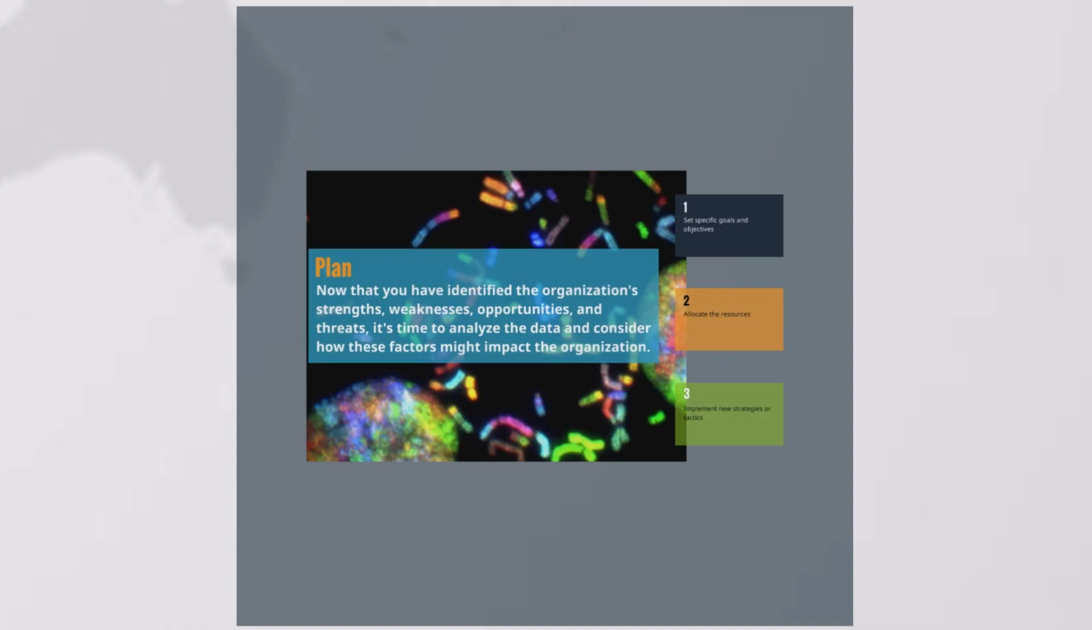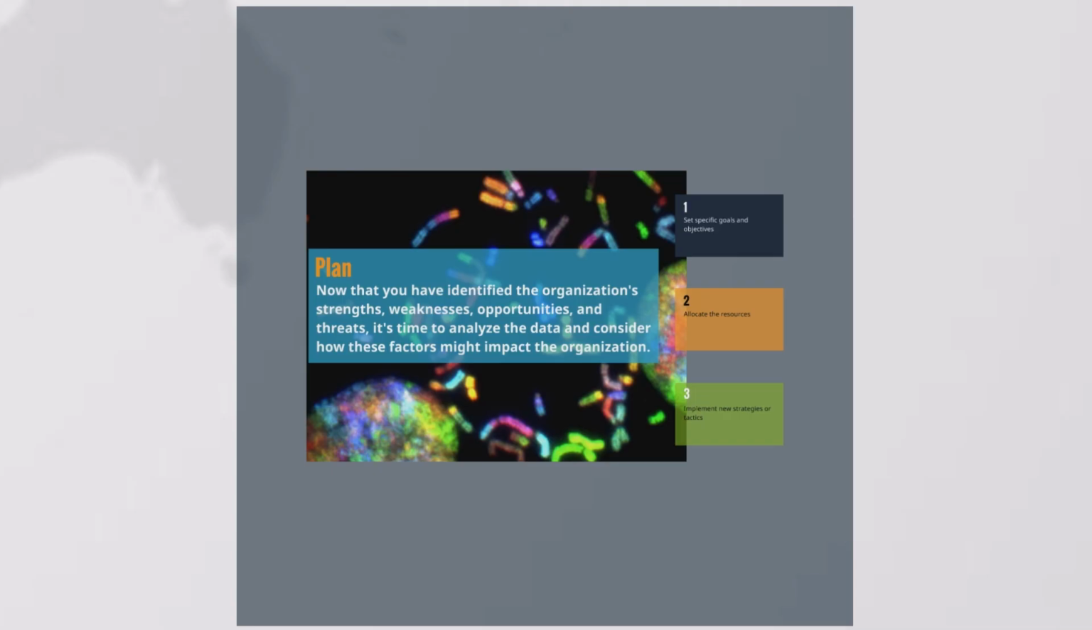Now that you've identified your organization's strengths, weaknesses, opportunities, and threats, it's time to analyze the data and consider how these factors can impact the organization. By developing a plan, you can set specific goals and objectives, allocate the necessary resources, and implement new strategies or tactics to address these issues. Here are the 3 key steps to developing a plan.